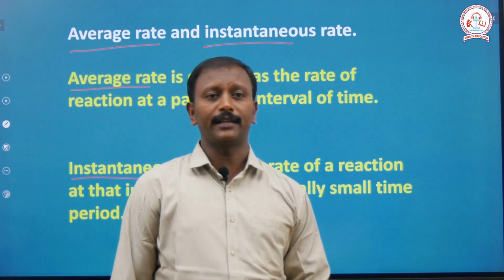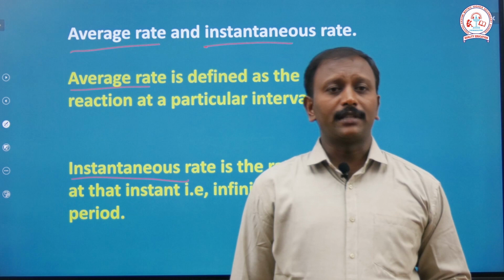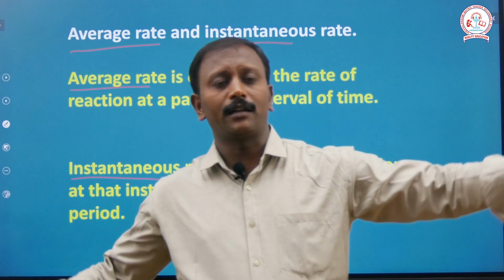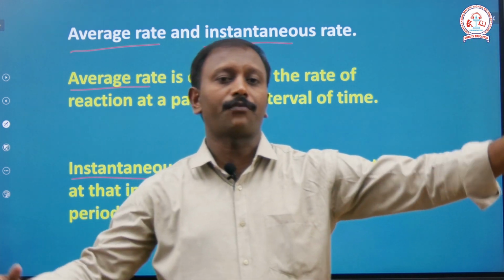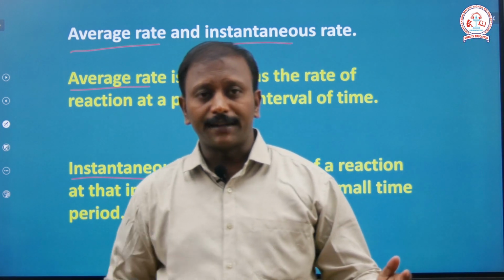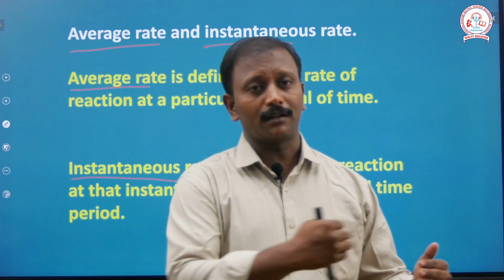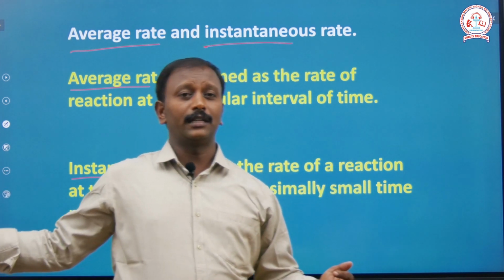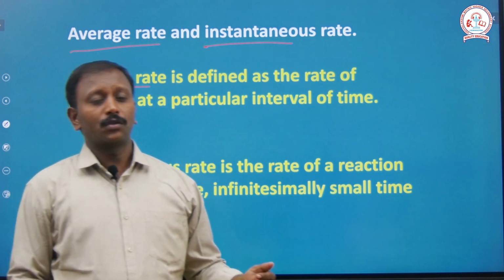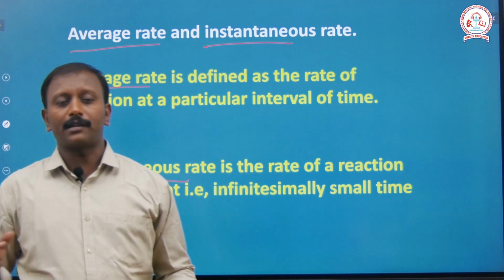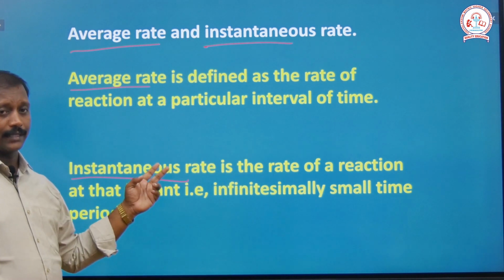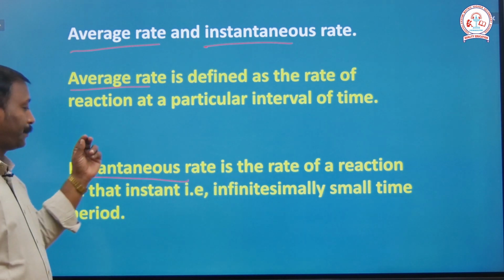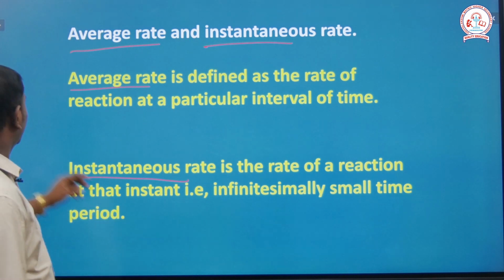Average rate is defined as the rate of the reaction over a particular time interval. We take a long duration of the chemical reaction and the average rate over particular time intervals, that means 1 to 10 minutes, or 10 to 20 minutes, or 30 to 40 minutes. Each particular interval gives an average rate of reaction. The rate of the reaction at a particular instant is called the instantaneous rate of reaction.